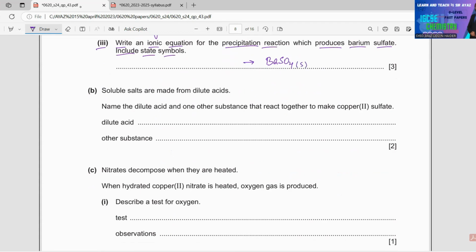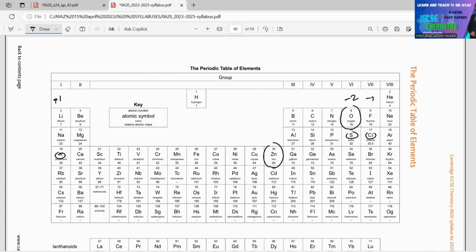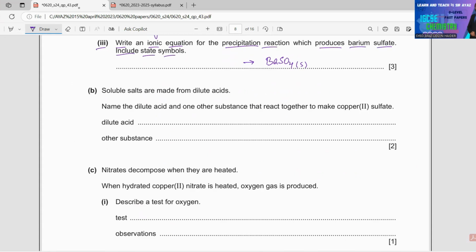What about the reactant side? You must have the barium ion and sulfate ion combining. Barium belongs to group 2, and the valency of group 2 is +2. The sulfate ion carries -2. So Ba2+ plus sulfate SO4 2-. Now the state symbols must be aqueous. On the left hand side, both are coming from soluble salts, so I have to write aqueous.